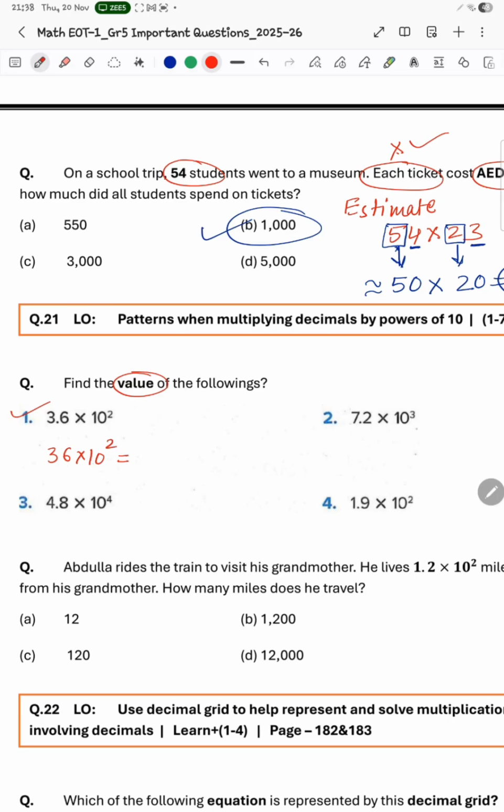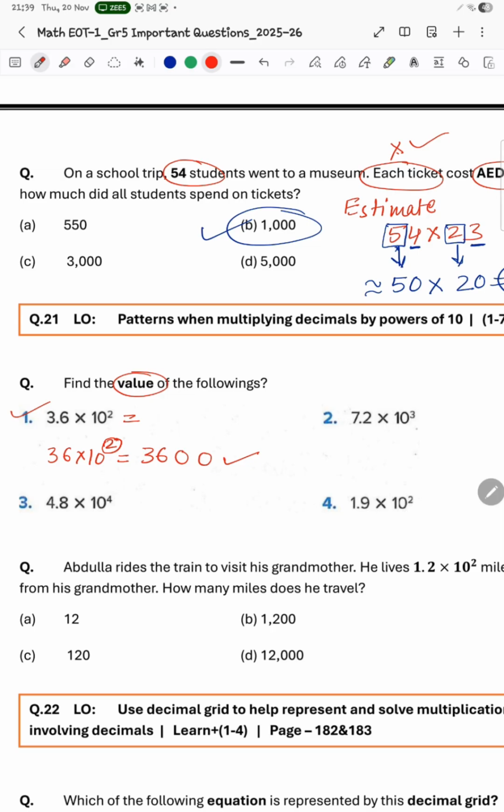So 10 power 2 means 2 zeros, 1 0 0. Power 2 means the number of zeros. Now 36 times 1 will be 36. So if you multiply 36 times 10 raised to the power 2, your answer will be 3600.